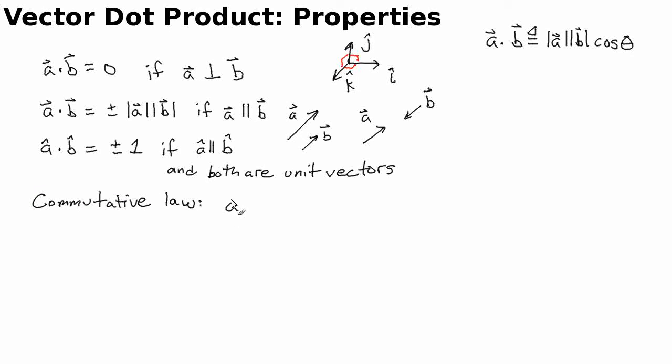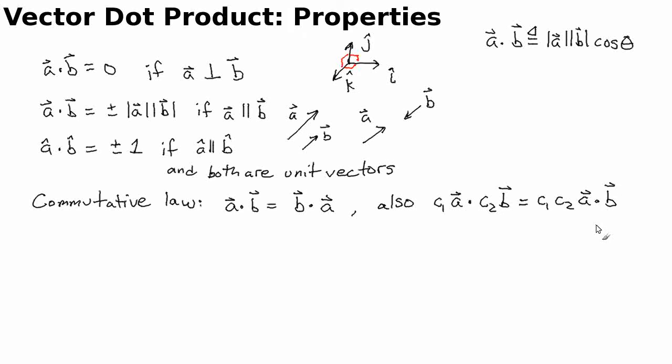Next, we have the commutative law of dot product, which means that we can reorder the vectors as we please. So A dot B is equal to B dot A. And if we look at the definition, it makes sense because we know that multiplication is commutative. And from this, we can also say if we have constant multipliers on our vectors, like C1A dot C2B, we can pull the constants out in front, because again, the multiplication and the dot product are both commutative.